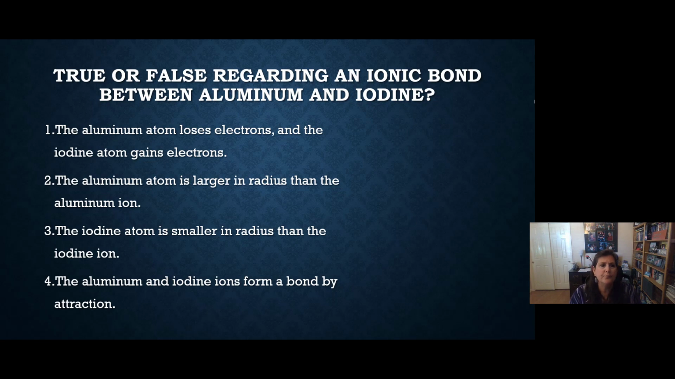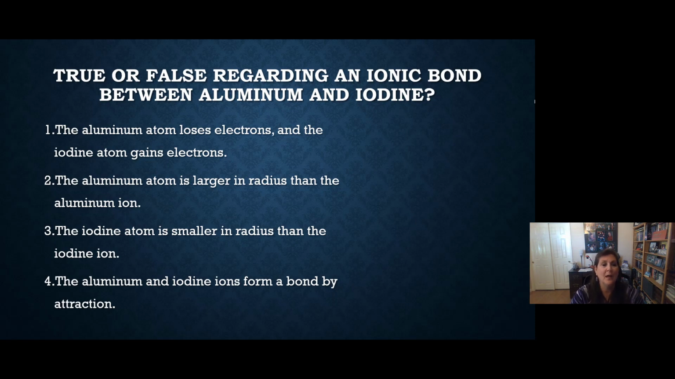That's true. Number 2, the aluminum atom is larger in radius, in size, than the aluminum ion. Okay, aluminum atom, it lost 3 electrons. So the outer electrons went away and it got smaller. So the aluminum ion is smaller, making the aluminum atom larger. So that's true.